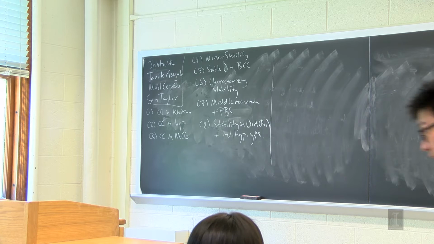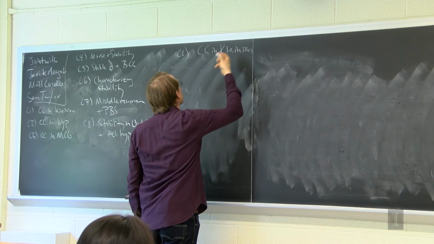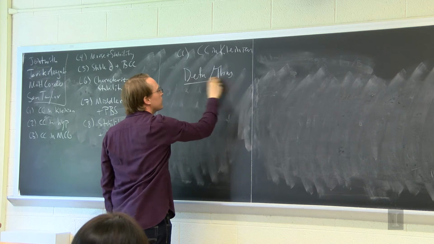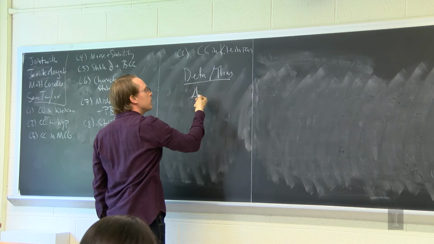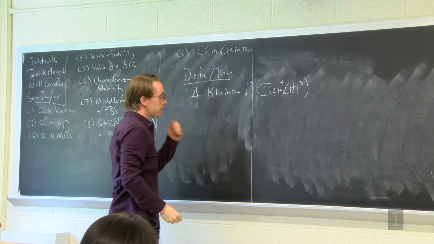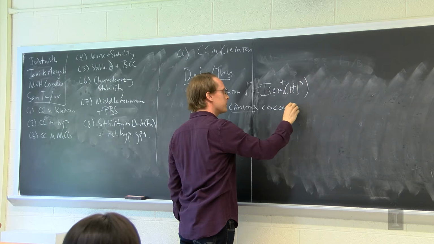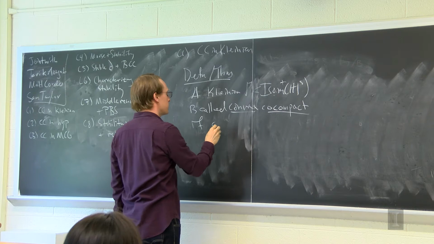So let's start with this classical characterization of convex co-compactness. Okay, so here's a definition-theorem. A Kleinian group, so this is a discrete subgroup of orientation-preserving isometries of H3, is called convex co-compact if any of the following equivalent conditions hold.